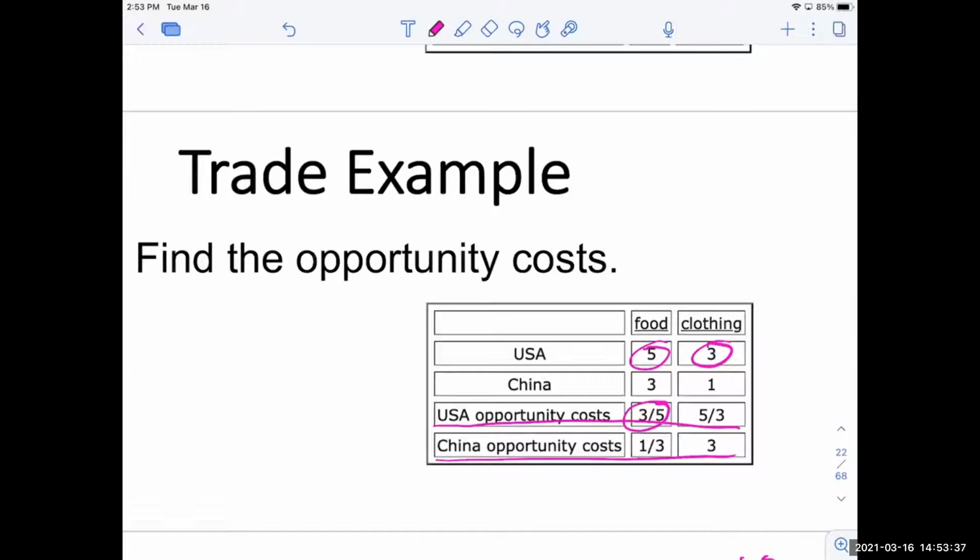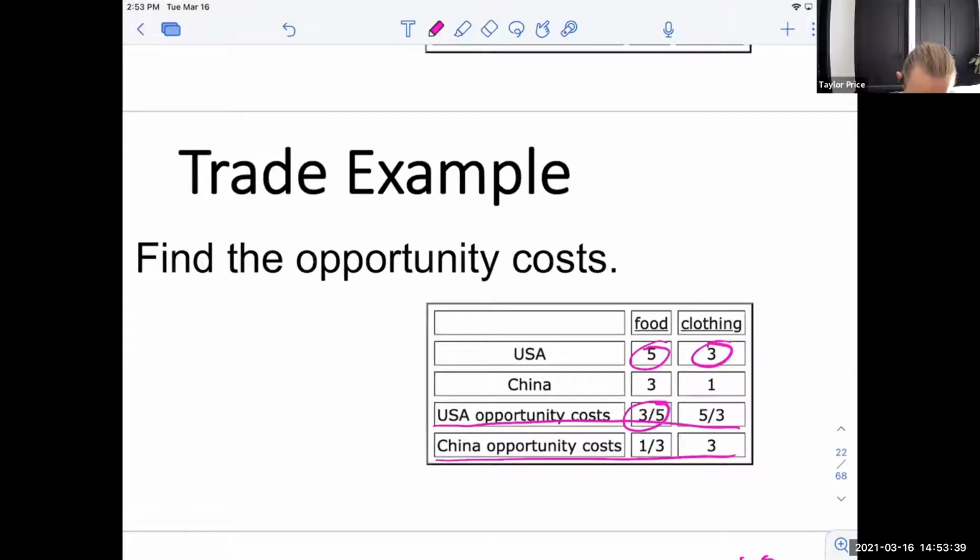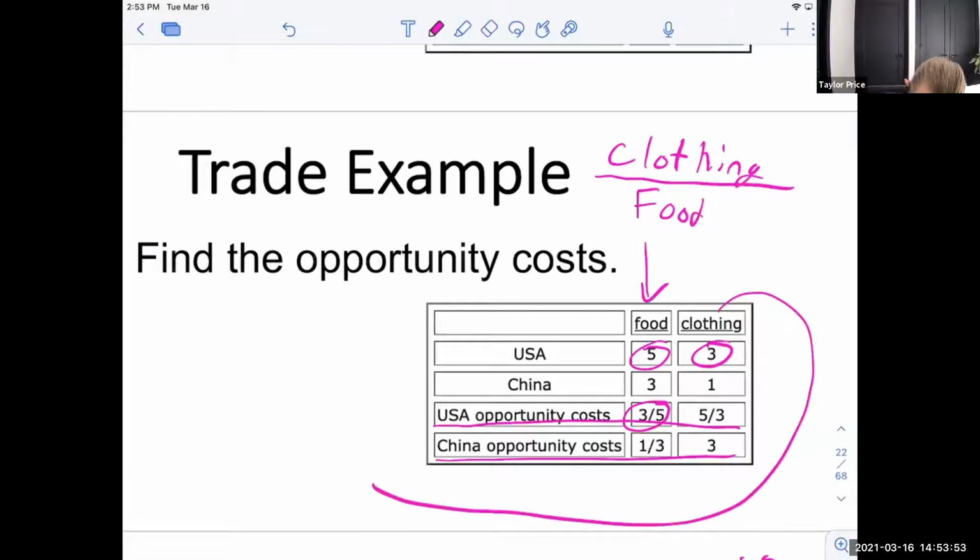Yeah. So if I wanted to write a little formula for food, it would be clothing over food. And for clothing, it would just be the opposite of that. So in this case, it would be food over clothing.